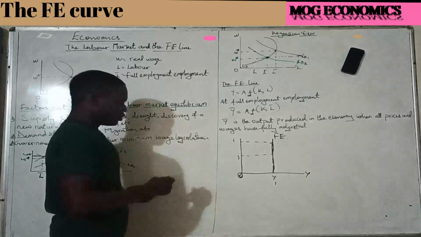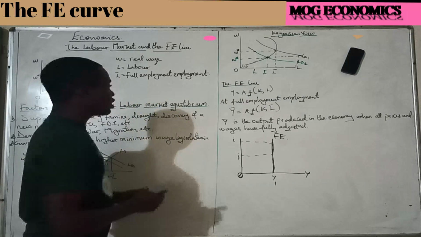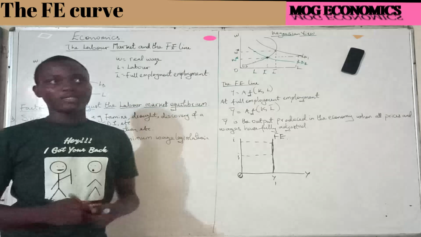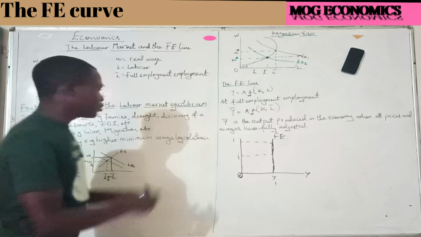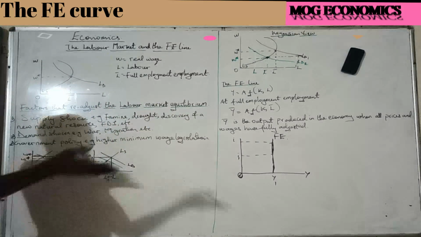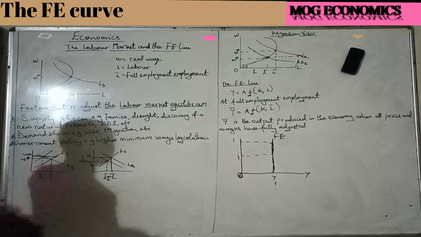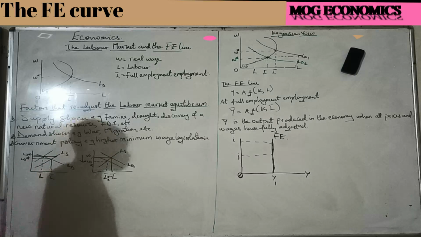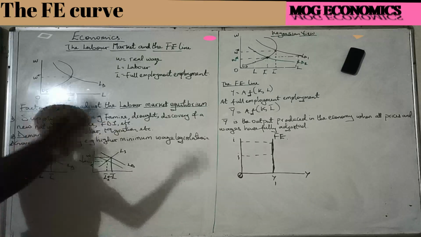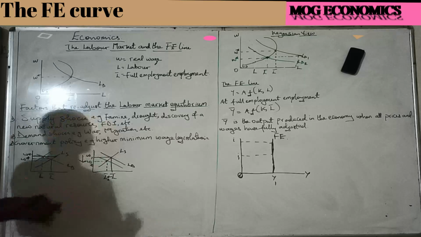Now that we have successfully derived the FE curve, what are the factors that can shift the FE curve? The factors that can shift the FE curve are basically whatever can shift either the labor demand curve or the labor supply curve or both. So whatever changes the labor market equilibrium is going to shift the FE curve.